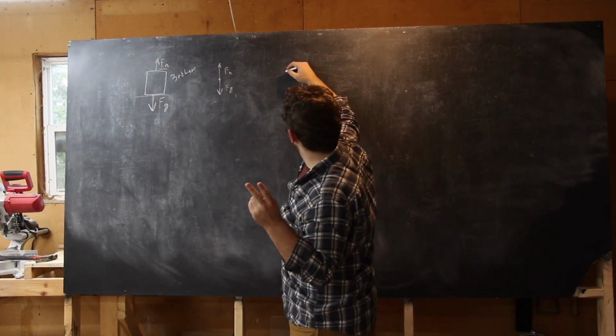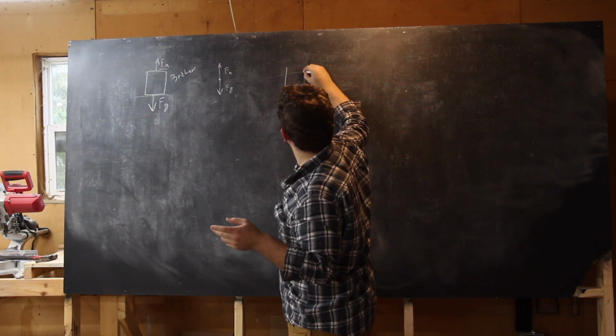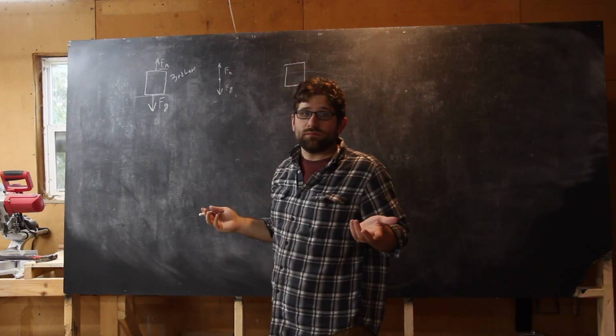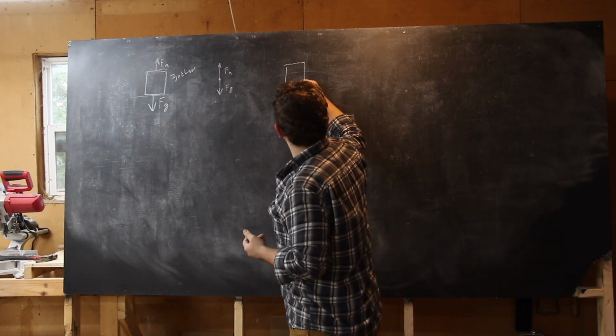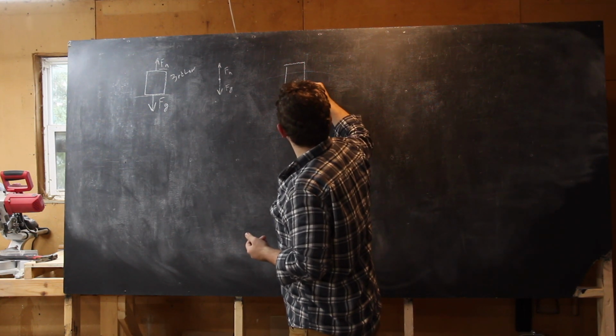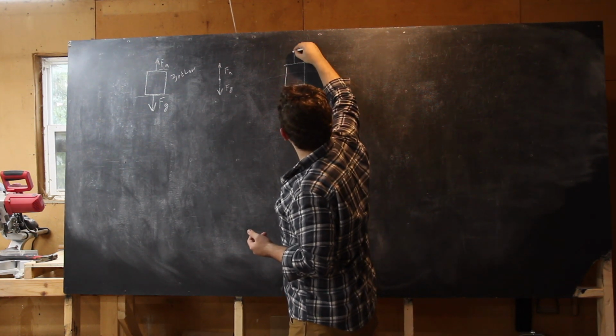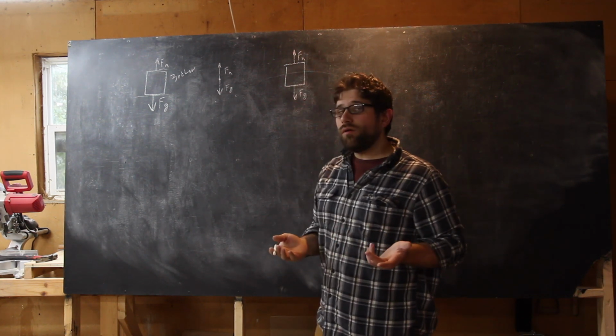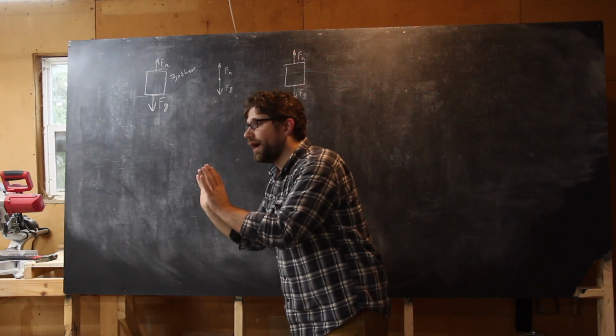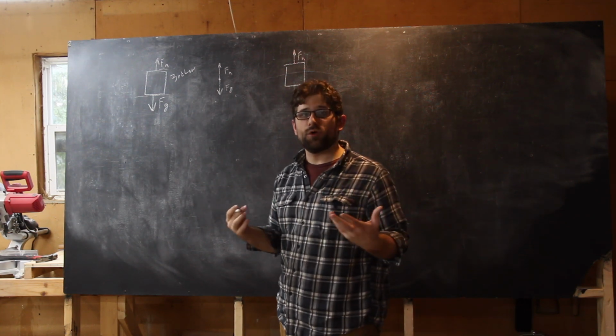So, let's draw that one out. Box. Again, it's on the ground. So there's a force of gravity and there's a force normal. Force of gravity. And force normal. Now, obviously, this guy's pushing the box. So he's applying a force to the box.